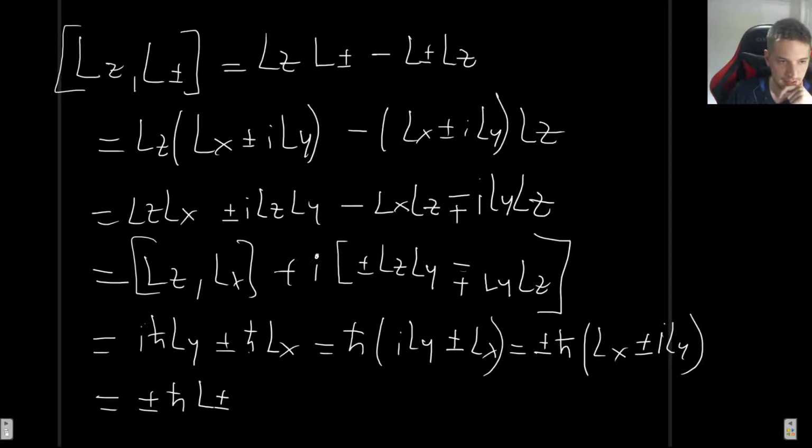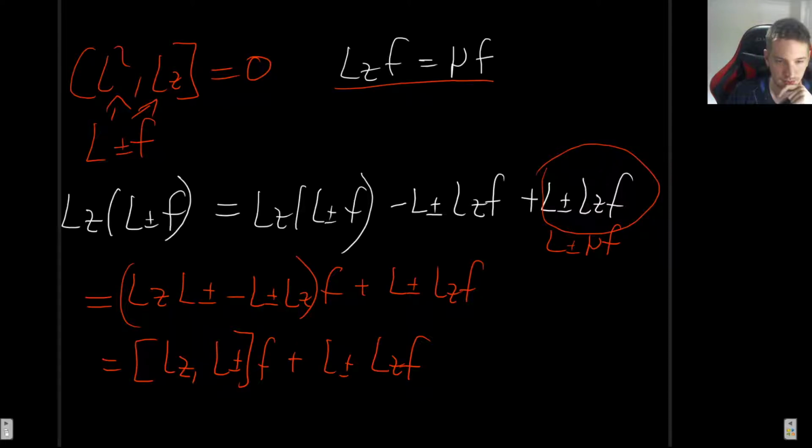Okay, let's now go back. This is where I wanted to set it in. So this is where we were, right? We were looking to see if this L plus or minus f was still an eigenfunction for Lz, which it should be, but we are now checking it and seeing what information we can get from that. So let's now set this in. So this is plus or minus ħ L plus or minus acting on f. And here we have plus this part right here.